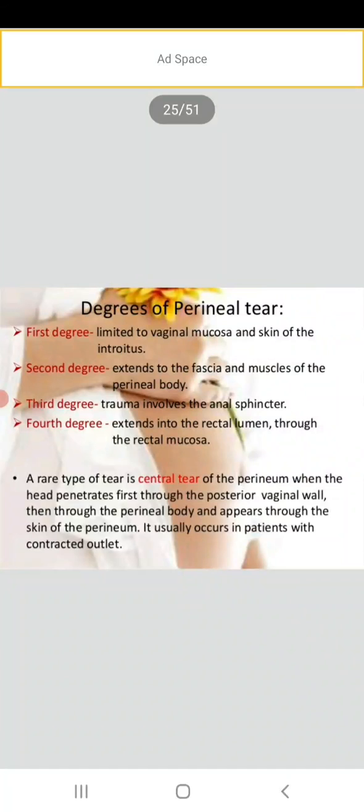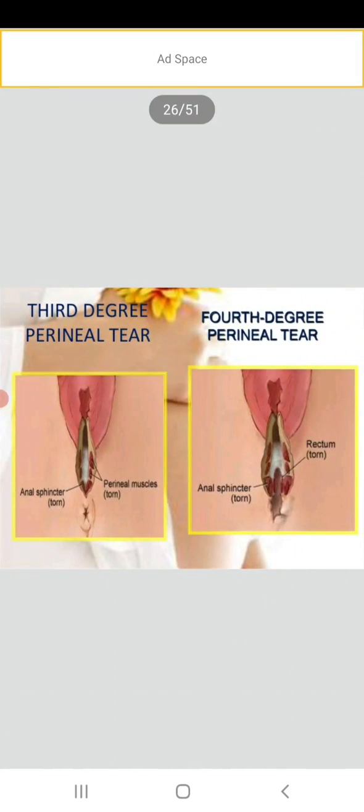Okay, a rare type of tear is the central tear of the perineum, when the head penetrates first through the posterior vaginal wall and through the perineal body and appears through the skin of the perineum. It usually occurs in patients with a contracted outlet. That is in small babies, children, due to rape conditions. That is mainly how the central tear may occur. Then third degree perineal tear, fourth degree, you can see.